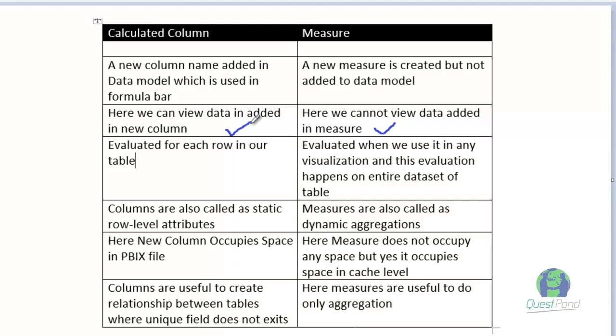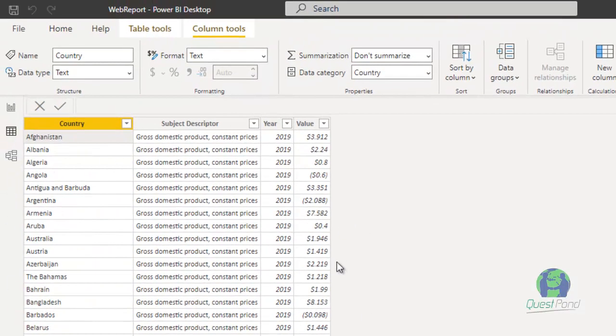Now coming to the third difference: when a column is calculated, the calculation happens on each row. For example, let me open up my Power BI and let's understand this statement. You can see that this is my data. Suppose at the row level I want to change this country name to uppercase, then definitely I will use the calculated column, not the calculated measure. Suppose I want to change the date format for all the rows, then definitely I will use the calculated column. So that is the scenario for why and when to use the calculated column.